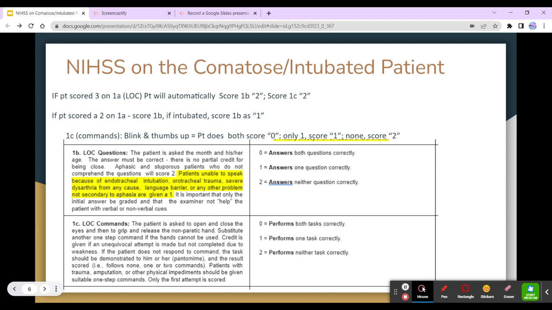As far as following commands for 1C, if they can't follow multi-step commands for that intubated patient, you can ask them to blink, or you can ask them to show you thumbs up. If you ask them to show you thumbs up and they do it, then ask them to blink. If they can do that also, then the patient only will score a 0. If they can only give you thumbs up, they get a 1. If they can't do anything, then they get a 2.